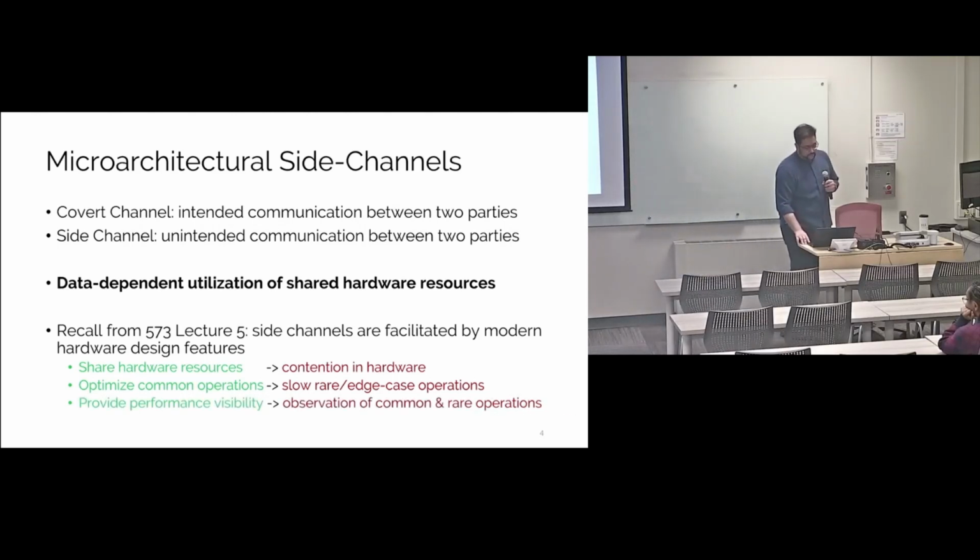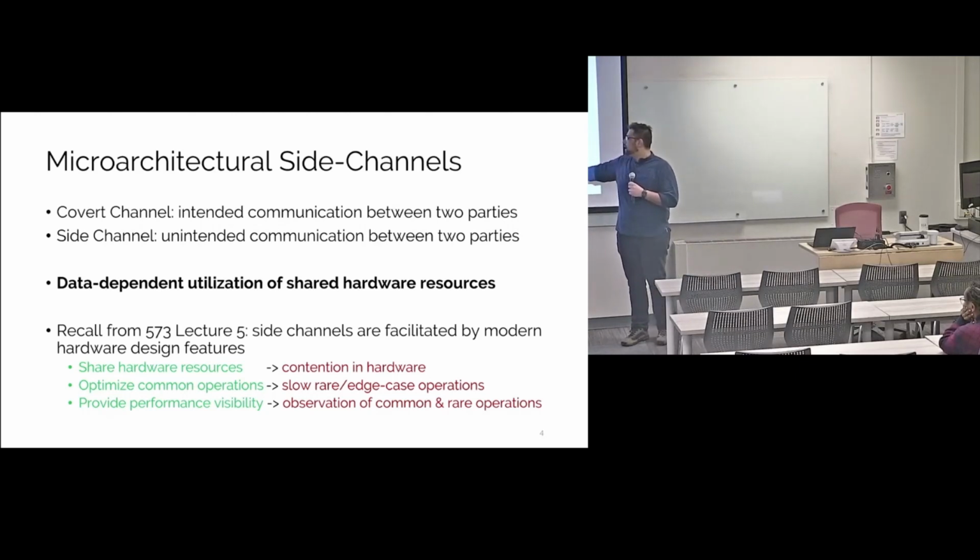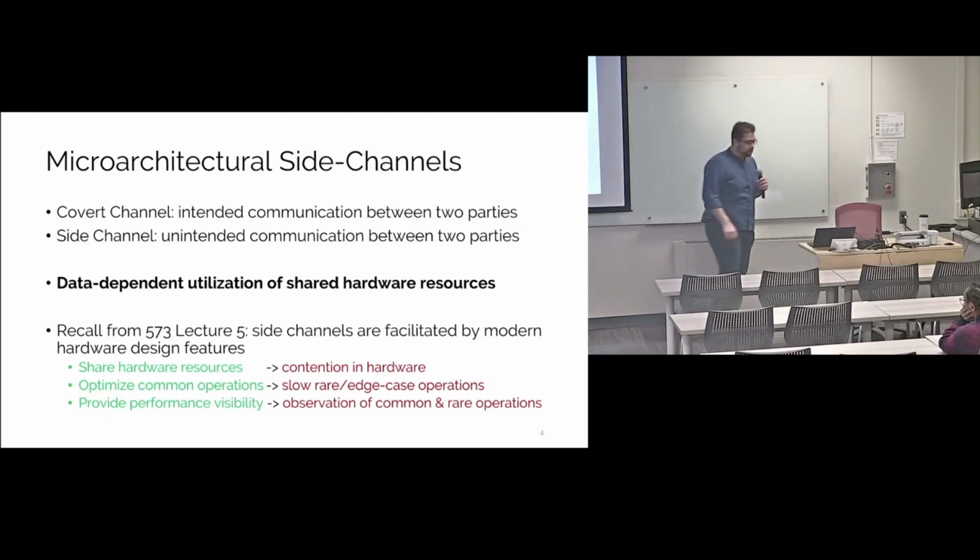And finally, modern architectures provide counters for performance visibility. This is very important to, say, people who are building data centers or very large scale applications, because they want to figure out exactly where their application is slowing. So you need to provide these tools for people to analyze their programs and figure out why they're slowing down. And if you provide high performance visibility, I can very easily compare the common operations and the slow and rare edge case operations. And that difference, which I can amplify using other techniques, all that really helps me cause these microarchitectural side channels and leak data.